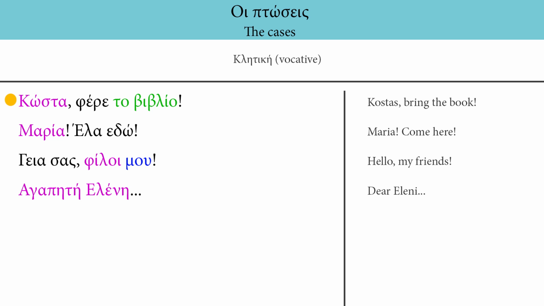Κώστα, φέρε το βιβλίο. Κώστα is a proper noun and name. It is in the vocative case because we call Κώστας. Μαρία, έλα εδώ. Again, Μαρία is in the vocative case. When I say γεια σας φίλοι μου, I use the vocative case. The word φίλοι is in the vocative. But as you may have noticed, it is the same as the nominative. And finally, when we write a letter or an email, we say αγαπητή Ελένη, dear Eleni. Both the adjective dear and the name Eleni are in the vocative case.